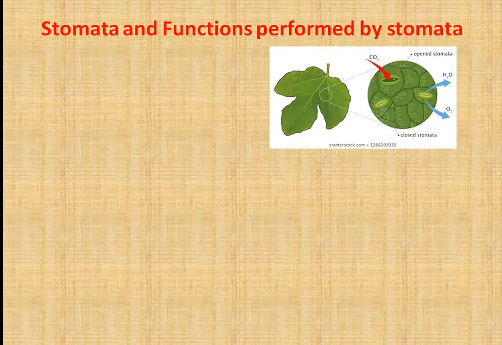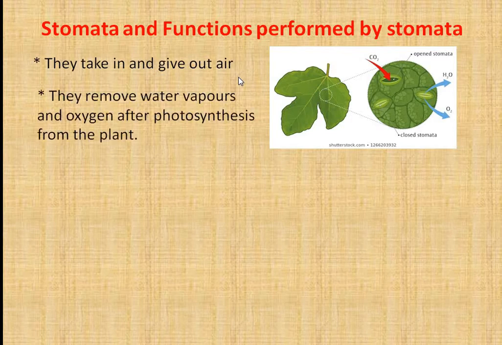And what is the function of stomata here? The stomata let air flow in and out of the leaf, right? Like we have a nose in our body that helps us to breathe, similarly, a leaf has stomata that help it to take in carbon dioxide and give out oxygen along with water, right? So they take in and give out air. They remove water vapors and oxygen from the plant after photosynthesis. So this is about stomata and the functions of the leaf.